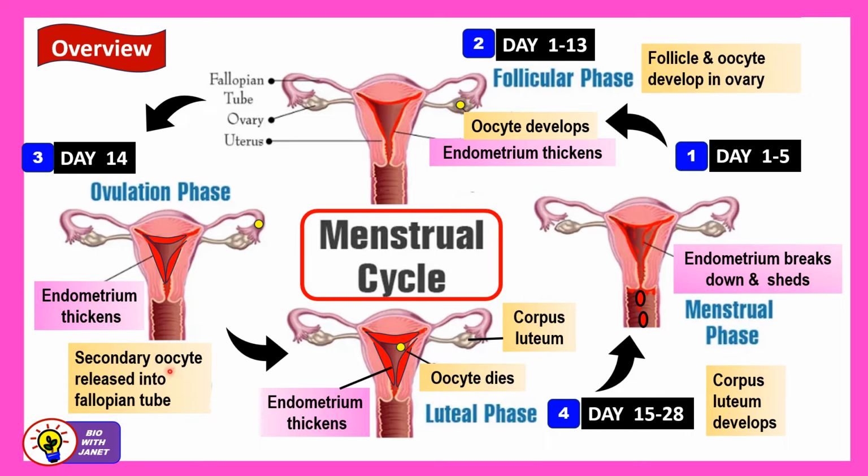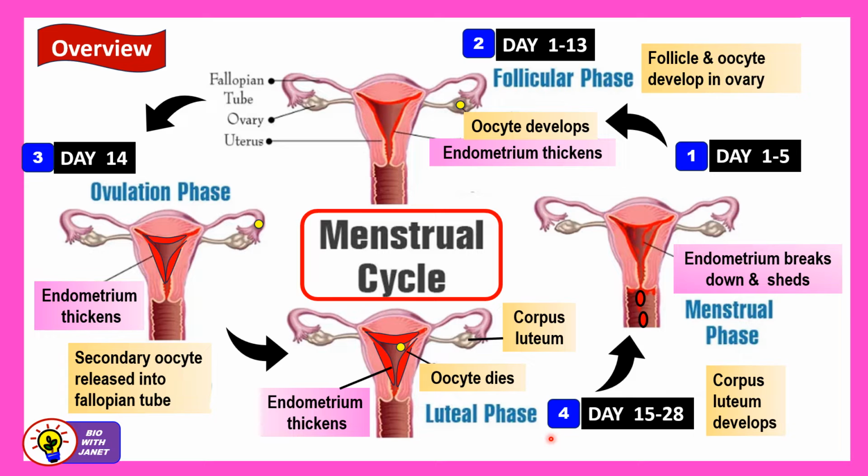So the LH, or luteinizing hormone, stimulates the release of the secondary oocyte from the ovary into the fallopian tube. When the Graafian follicle bursts, the secondary oocyte will be released into the fallopian tube. At the same time, the endometrium continues to thicken. Lastly is the luteal phase from day 15 to day 28.